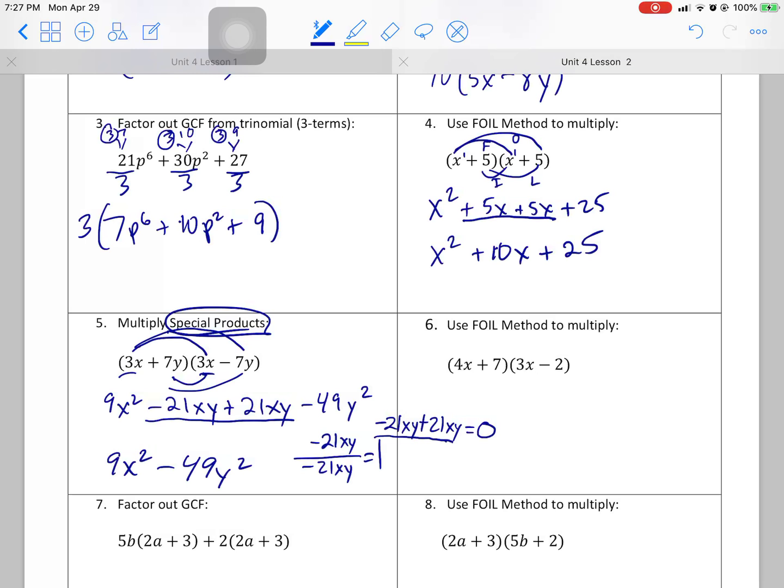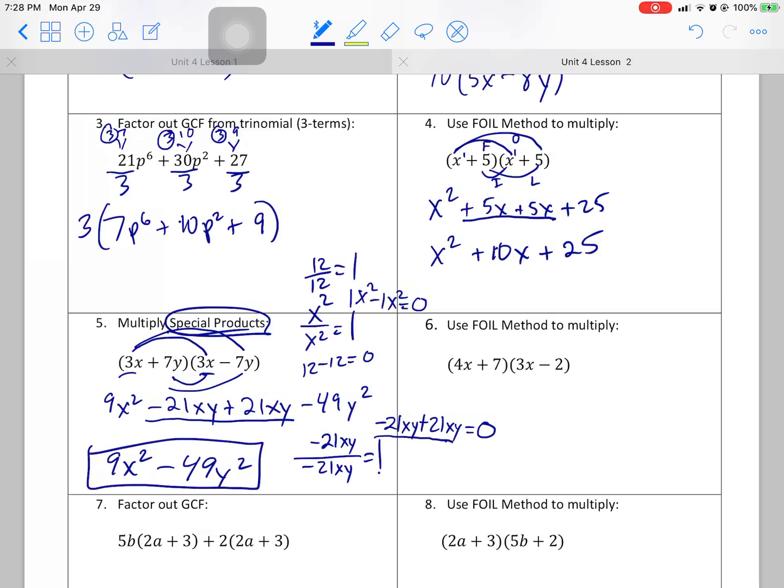If you're dividing the same over the same, your answer is a 1. Remember, x squared over x squared equals a 1. 12 over 12 equals a 1. But it's different when you're subtracting, okay? 12 minus 12 is 0. x squared minus, that's kind of a 1x squared minus 1x squared, right, equals 0x squared. So there's no x squares anymore. So make sure you can make that switch, okay? That's the answer for that one.